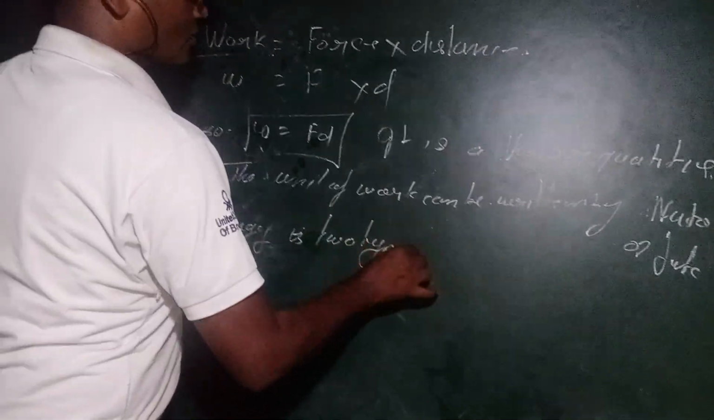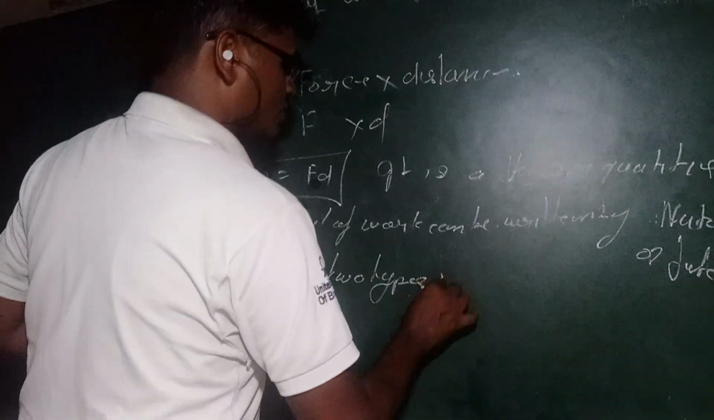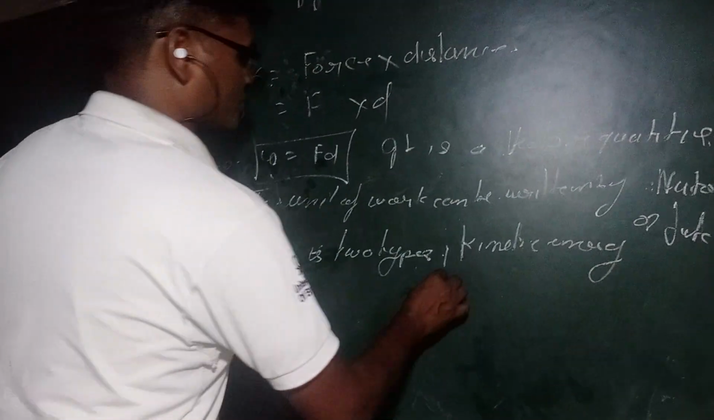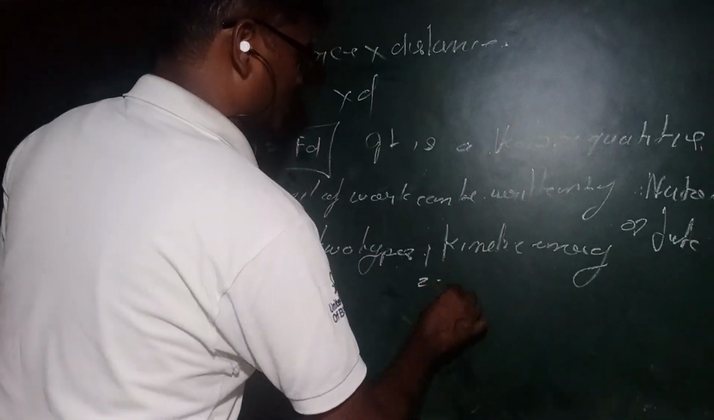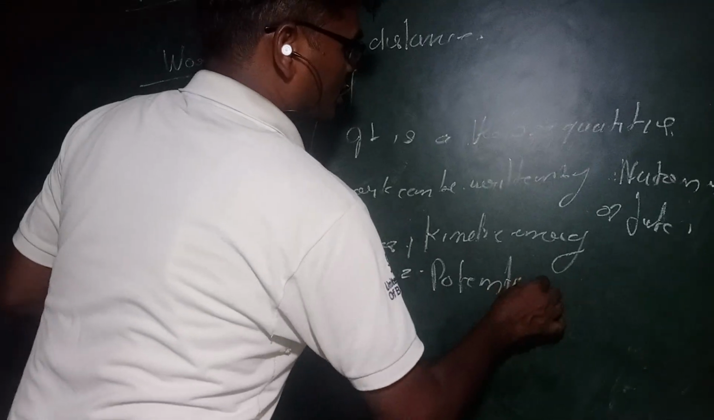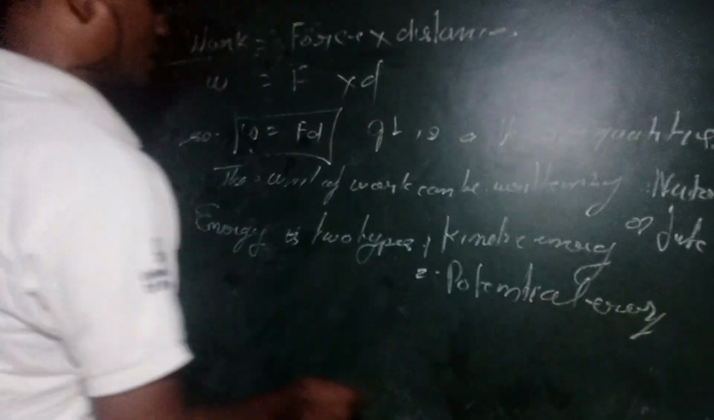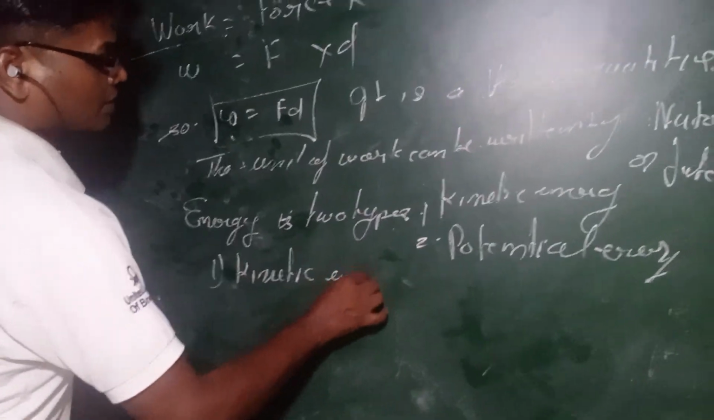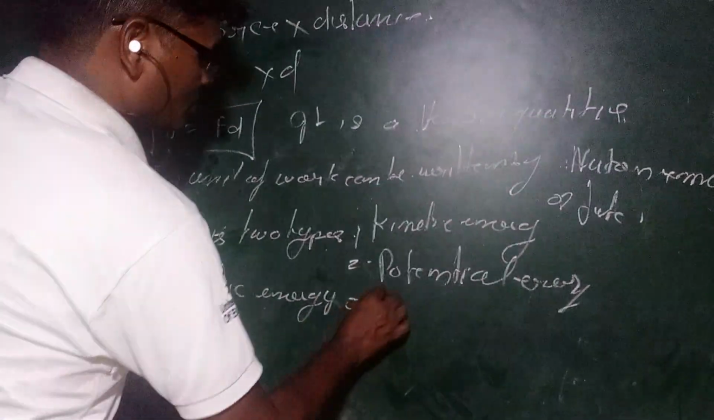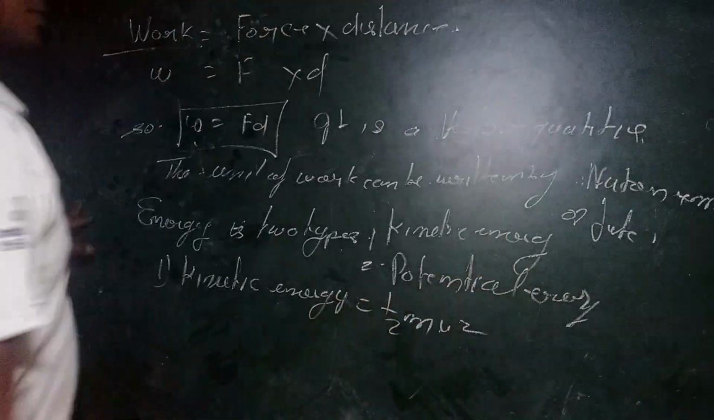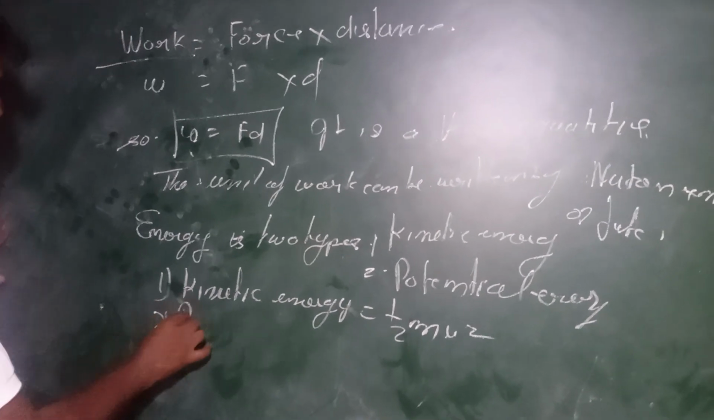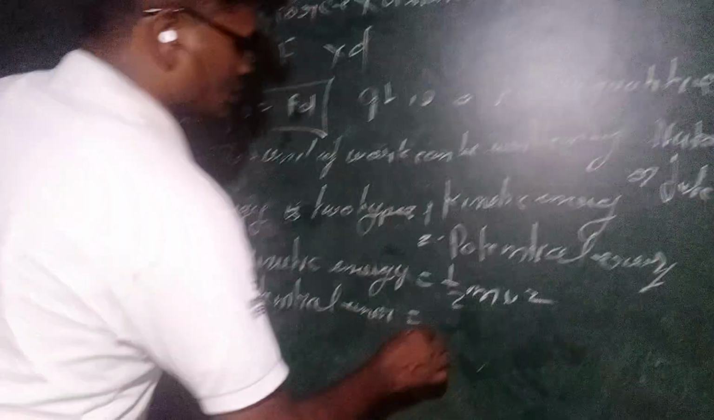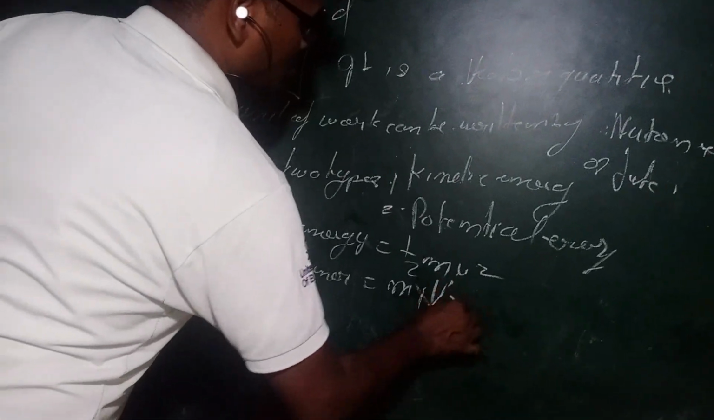Energy is of two types. Energy here is kinetic energy, and the second we can write here is potential energy. First, kinetic energy is equal to 1/2 m v square, and the second, potential energy is equal to m into g into h.